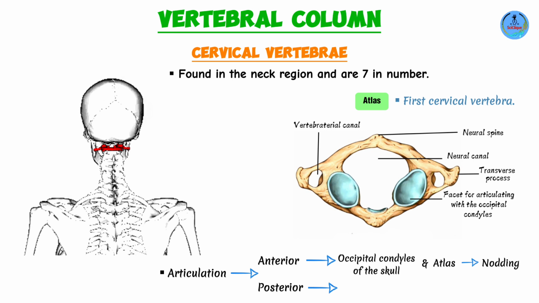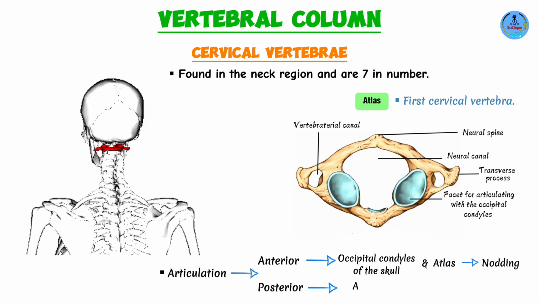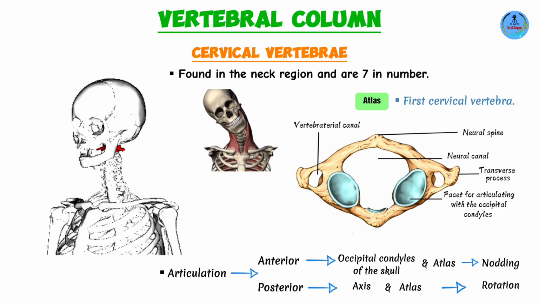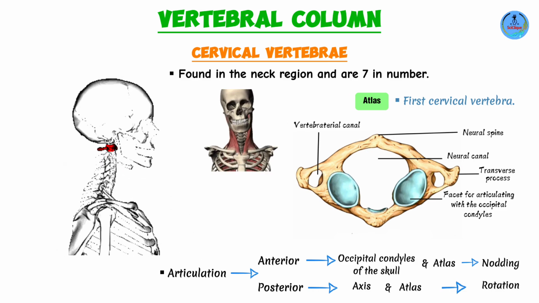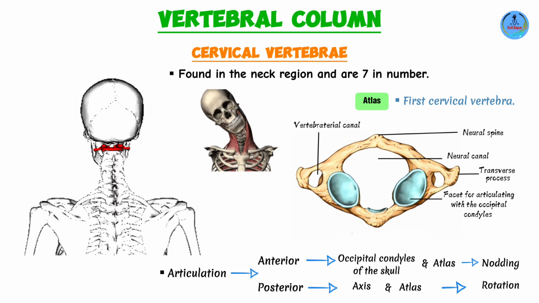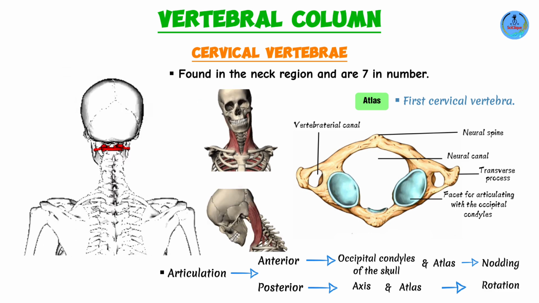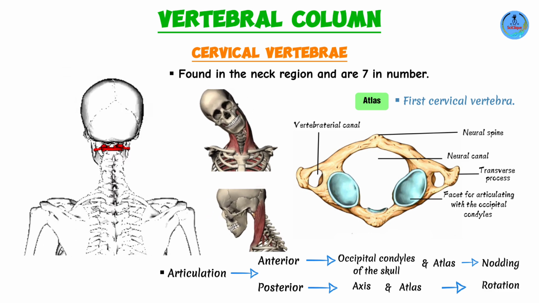At the posterior of the atlas, you're also going to have the atlas articulating with another bone. In this case, it's going to be the second cervical bone, and that is the axis. So at the posterior end, the atlas articulates with the axis to form a joint that allows us to rotate our head, to turn our head side to side. So in short, the joint that the atlas forms with two different other bones allows us to both nod our head and turn it side to side. How amazing is this, right?